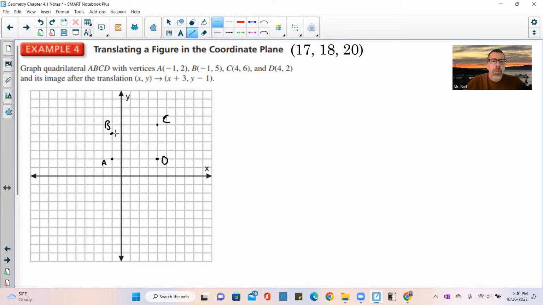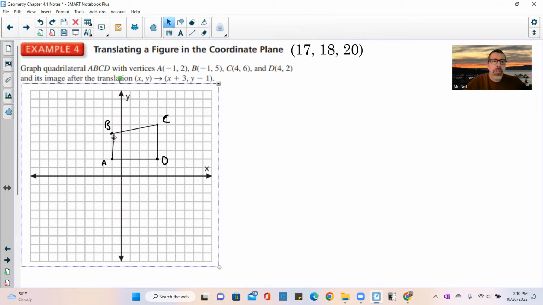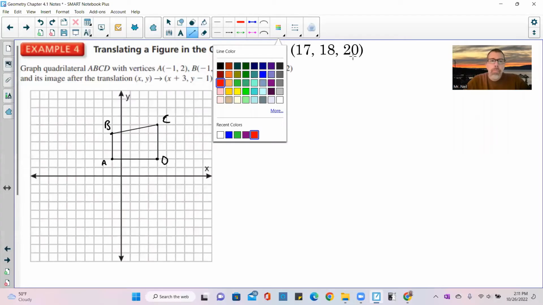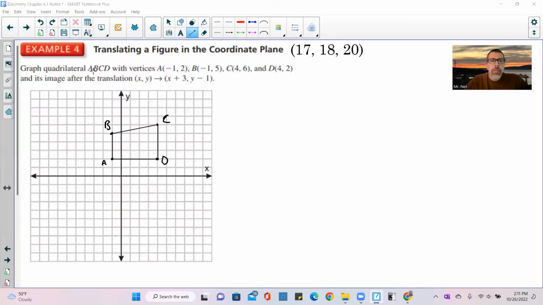I'm now going to connect the points. And there is our quadrilateral ABCD. Let's straighten this out. And I'll connect them all. Okay, so there's the quadrilateral. It says to graph it ABCD, which I did. And its image after a translation x comma y becomes x plus 3 comma y minus 1.